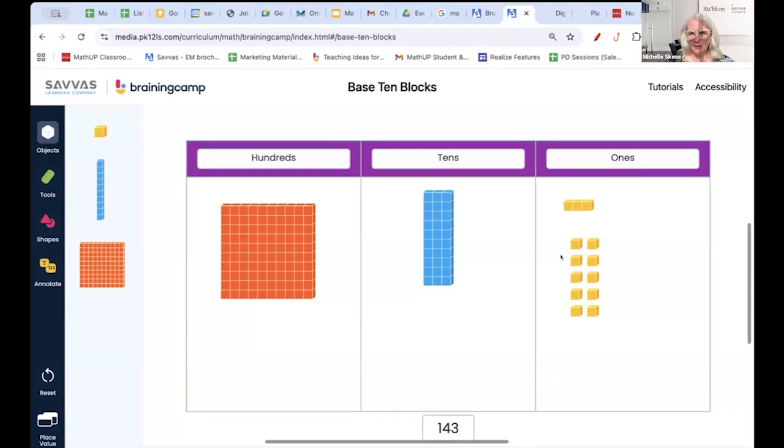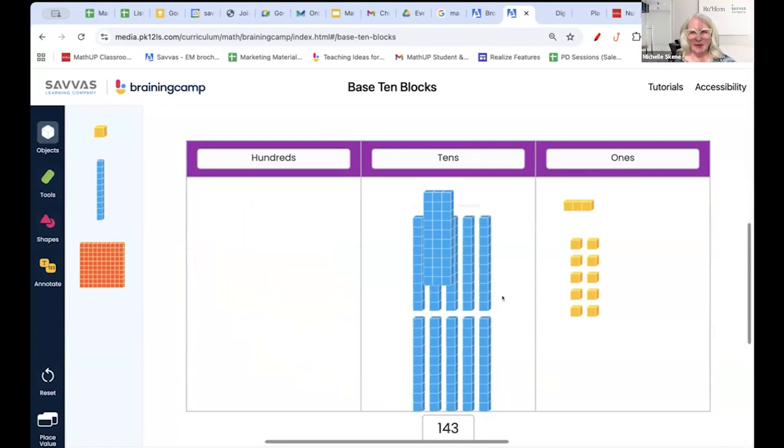So we want to make sure that we're recognizing that if we have 13 ones, that's still 143. If I have 3 tens and 100 over here, so you sort of get that idea. I can break things up and put them back together again. So those are just a few.